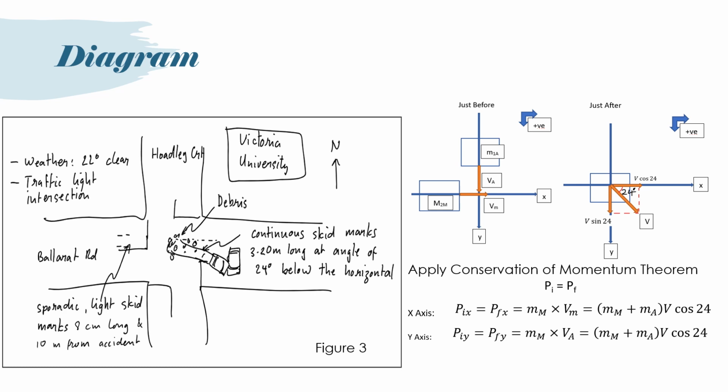And for the y direction, we have M2 times V2 equals open bracket M1 plus M2 close bracket V times sine theta. M2 represents the Audi's mass, times V2, the velocity of the Audi, equals open bracket Mitsubishi's mass plus Audi's mass close bracket, the velocity of both cars combined, times sine 24 degrees. By using these equations, it tells the momentum in the x direction of the Mitsubishi and the y direction of the Audi.